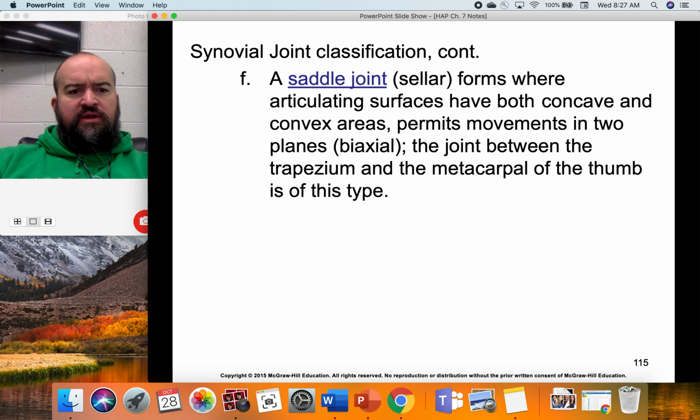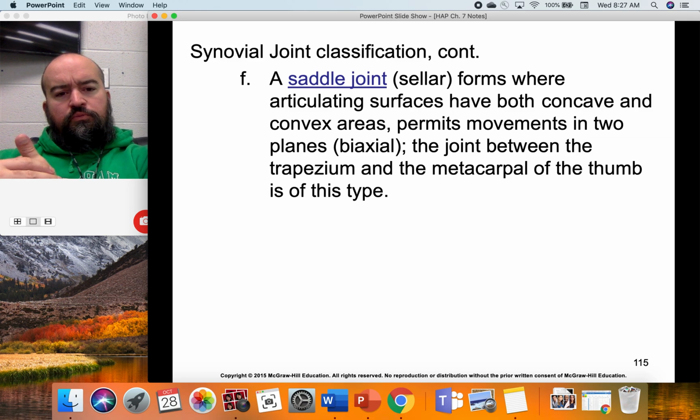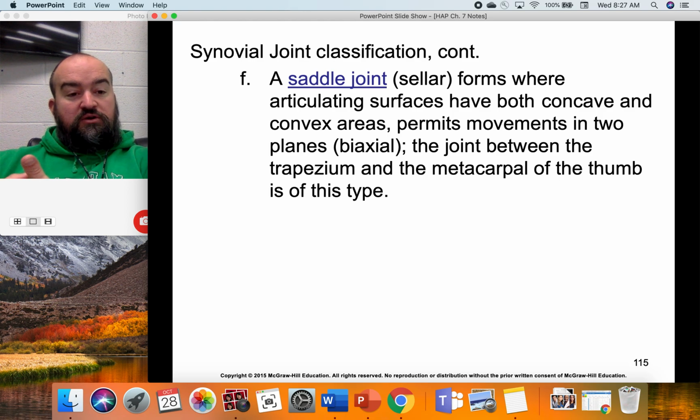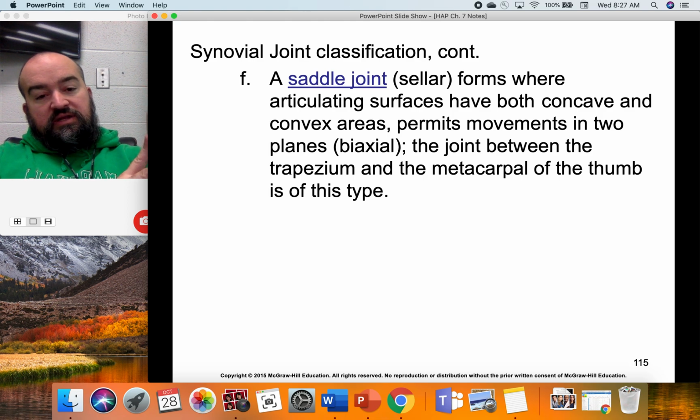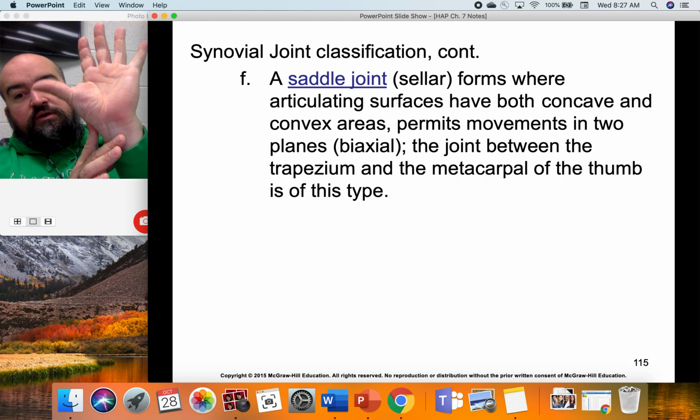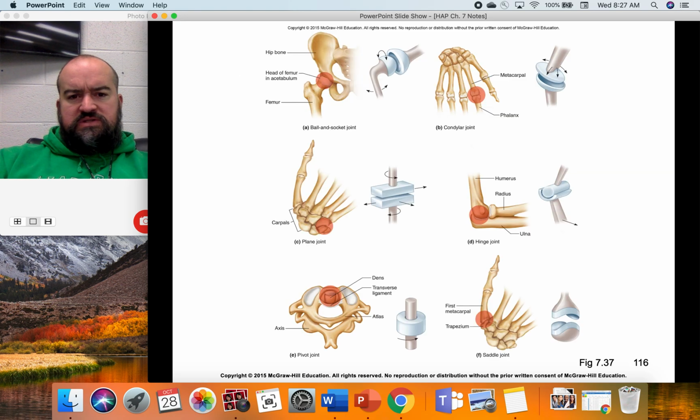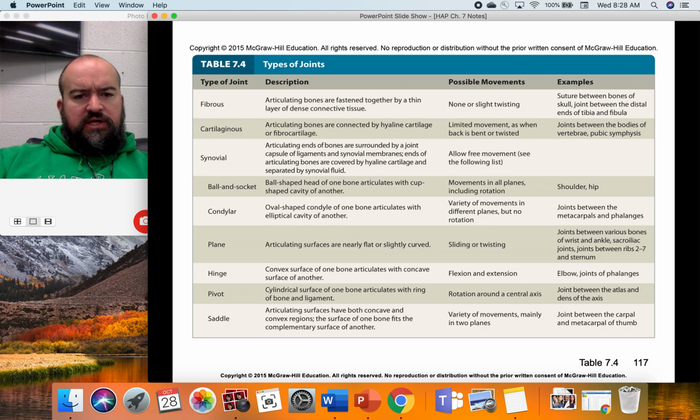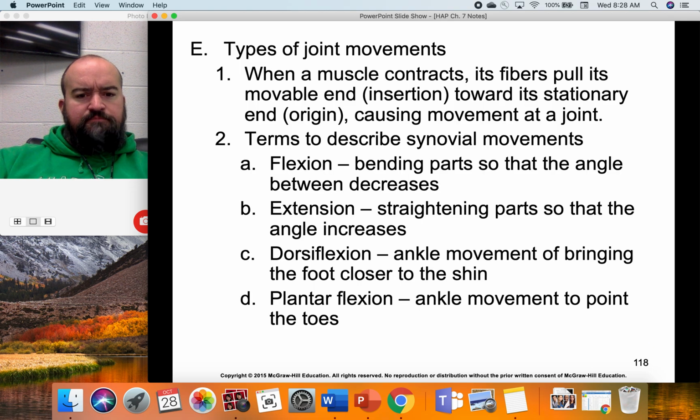A saddle joint forms where articulating surfaces have both concave and convex areas. This one is the metacarpal of the thumb. The joint between the trapezium and the metacarpal of the thumb, so that would be right in here, where the thumb comes into the wrist. All right, picture examples of all that. There's table 7.4 that summarizes all that.